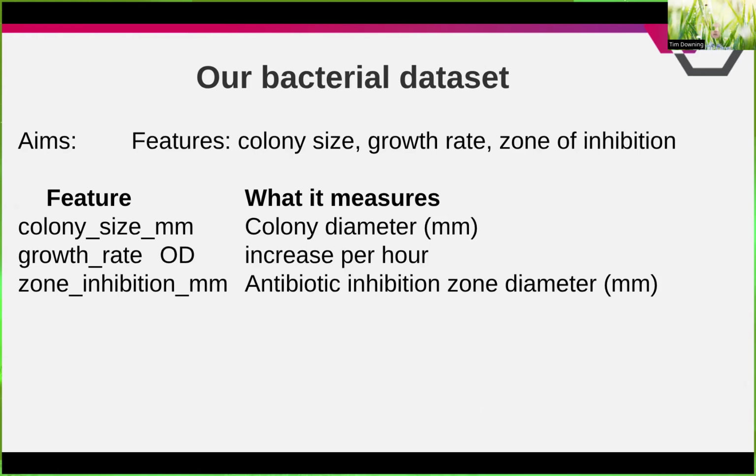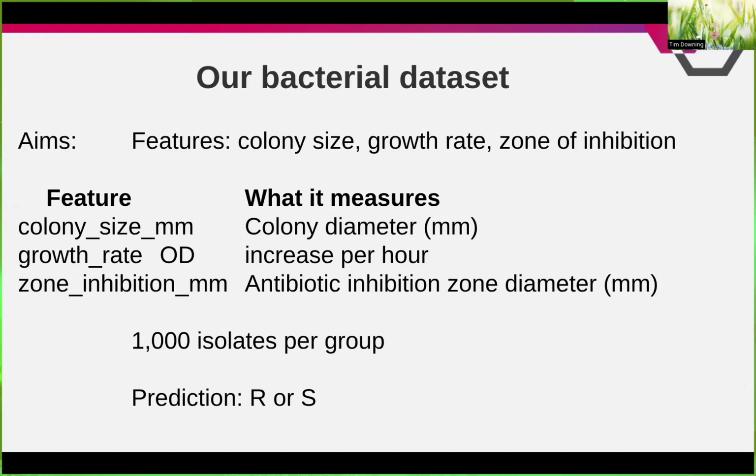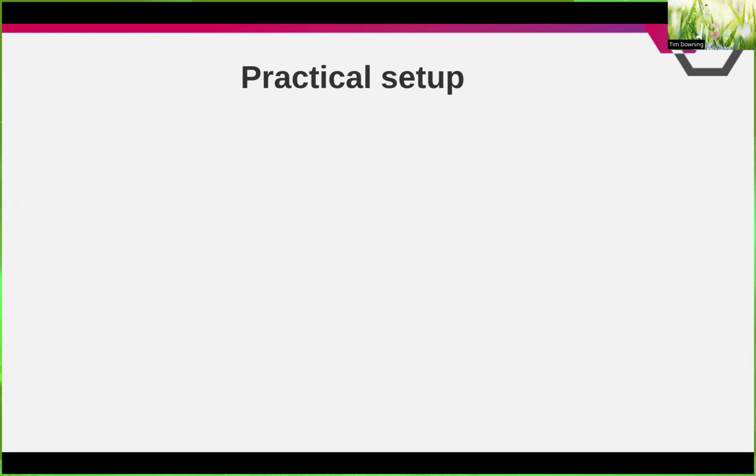and the zone of inhibition refers to how effective the antibiotic is. We have 1,000 isolates per group, and what we're trying to do is classify them into resistant or sensitive. And obviously, we have to separate that between the training data and the testing data.